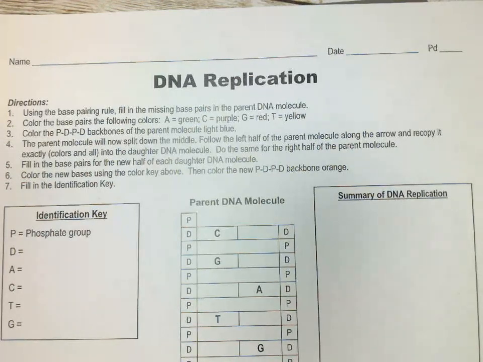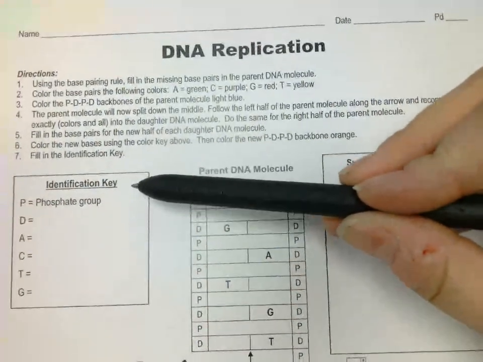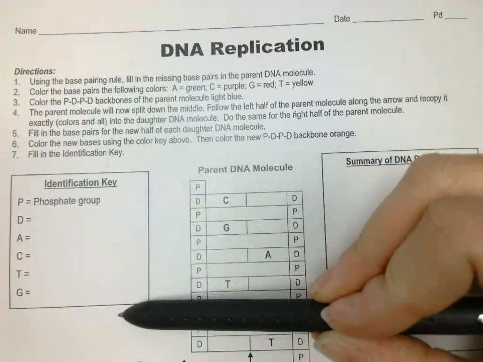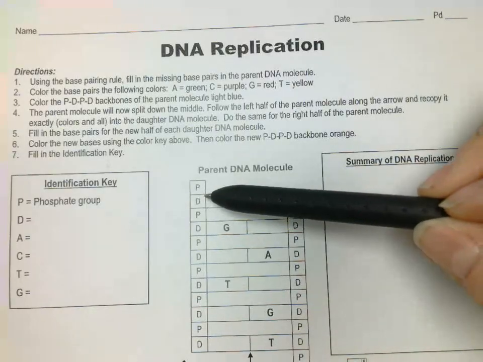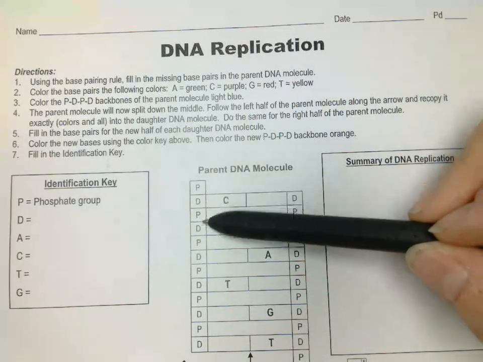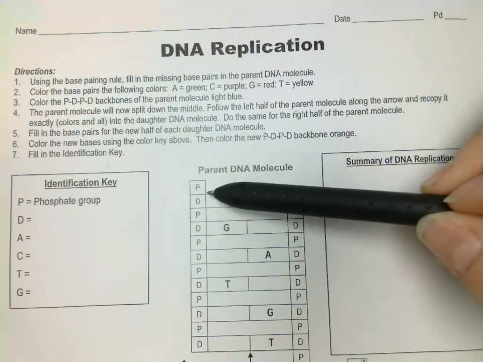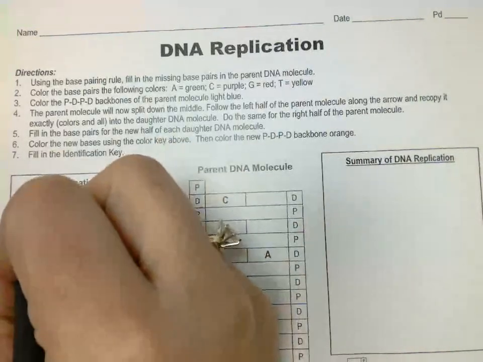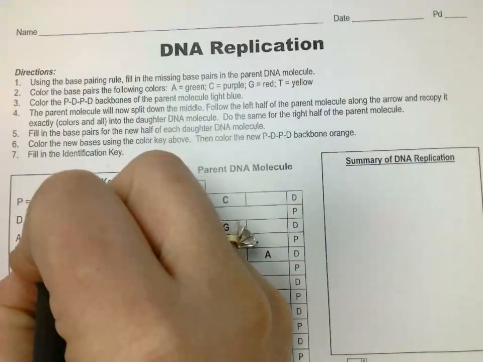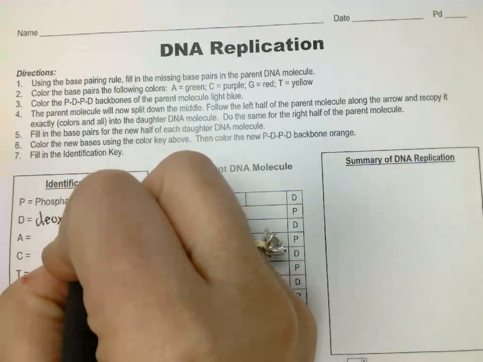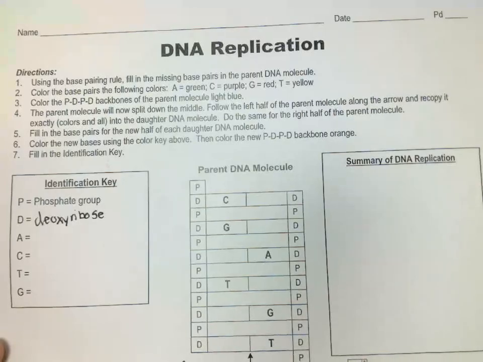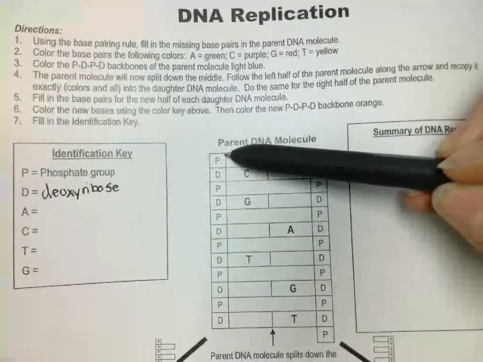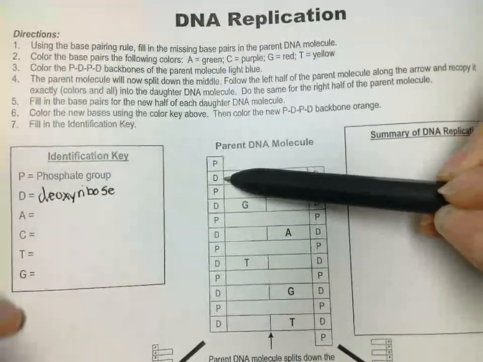The first thing we need to do is to come over to the identification key, and we need to label what everything stands for. So the P stands for phosphate. The backbone of every molecule is made up of phosphate and a sugar, and that sugar is deoxyribose. So our backbones are made up of phosphate and deoxyribose sugars.